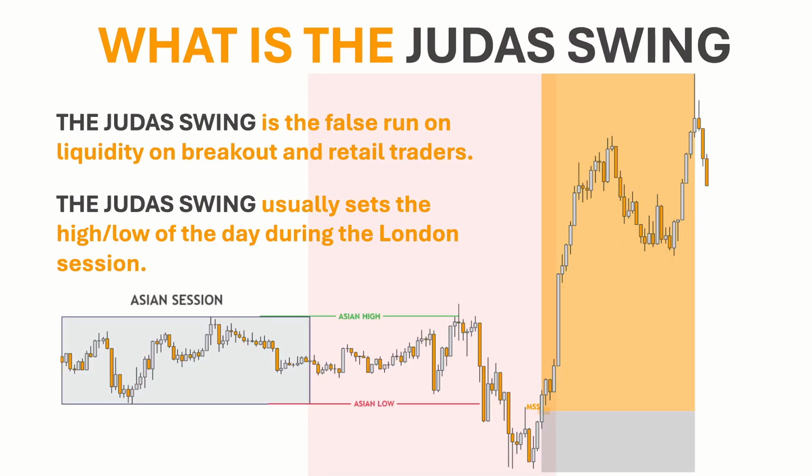Alright guys, so if you are new to this strategy and you're unfamiliar with what the Judas swing strategy is, I'm going to tell you. Basically, the Judas swing is the false move on liquidity and breakout traders. Now, what do I mean by this? As you see here, we have a consolidating market. You guys do know that in the Asian session, market likes to consolidate. So once London session starts, market likes to take out the Asian lows or the Asian highs, sweep liquidity, trigger breakout traders, and then quickly reverse.